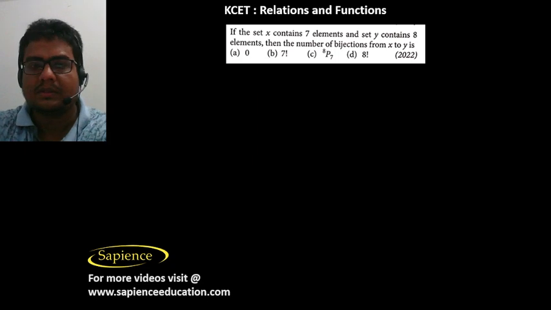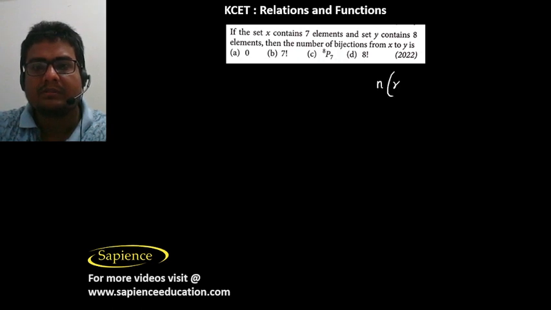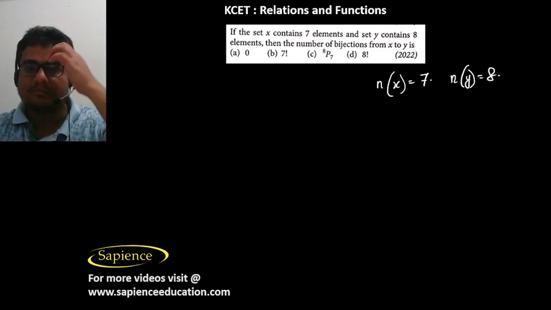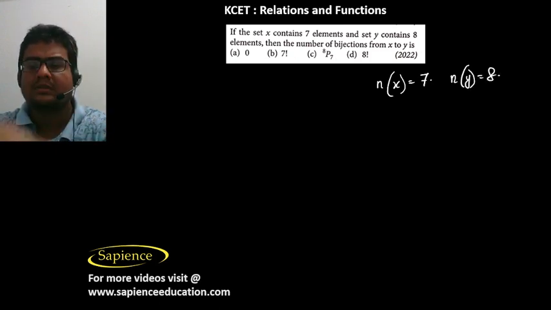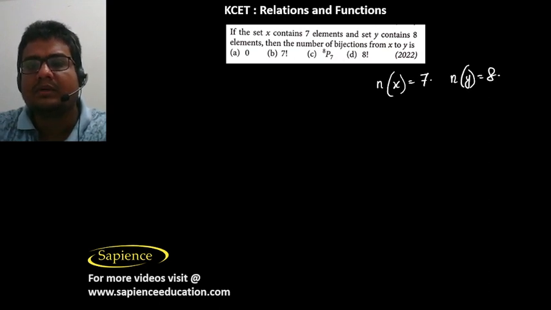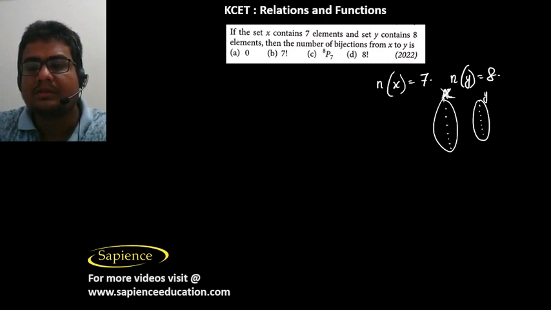Okay. Then here it is told that if the set X contains 7 elements and set Y contains 8 elements, then the number of bijections from X to Y is. Set X contains 7 elements, and the number of elements in set Y is 8. Then the number of bijections from X to Y. If it is a bijection, it should be 1-1 and onto. Now if 7 elements are there in the set X, it should map with all the 8 elements in the set Y.